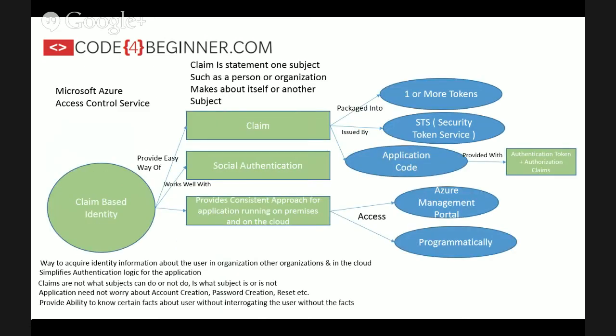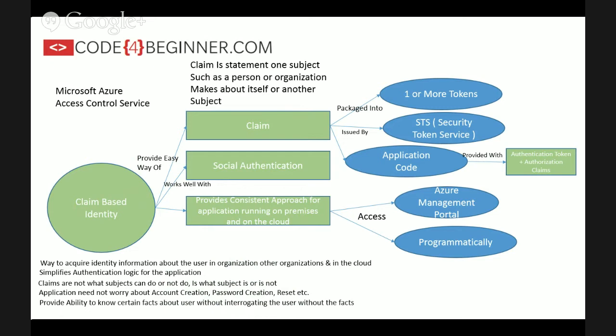Now let us look at what is access control service. When you log in, when you are storing data in your database, you're basically using a role-based identity. There is something else also called claim-based identity. Claim-based identity is a way to acquire identity information about a user, in an organization, another organization, and in the cloud. It is a way to get identity information of the user, right?